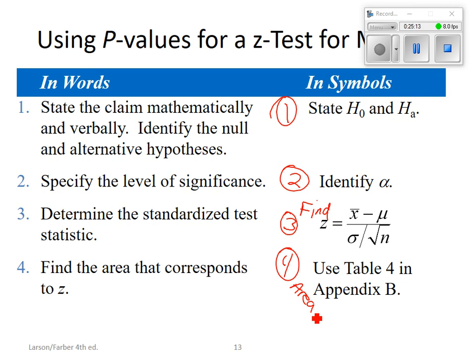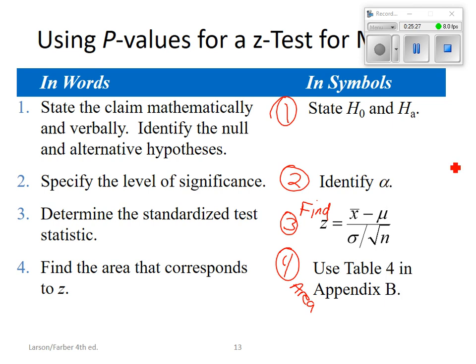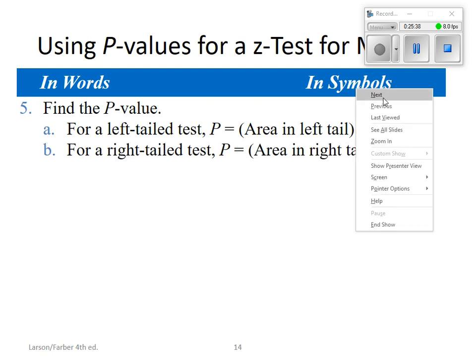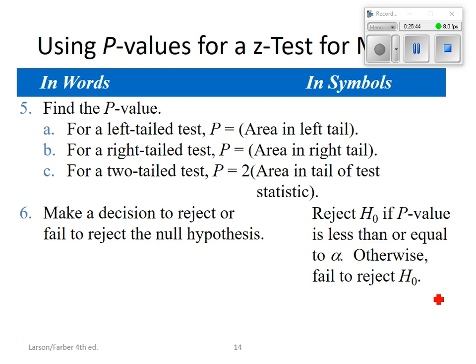So the first thing, again, state the null and alternative hypotheses, figure out what your alpha is, find the z-score. Once you find the z-score, you're going to use the table to find the area. That area is going to be your p-value, right? Maybe we should write that. That area is the p-value. Then 3 more steps. On step 5, just put p-value. You don't have to write all this stuff down.